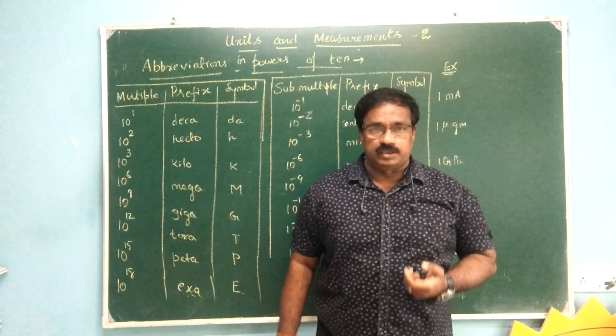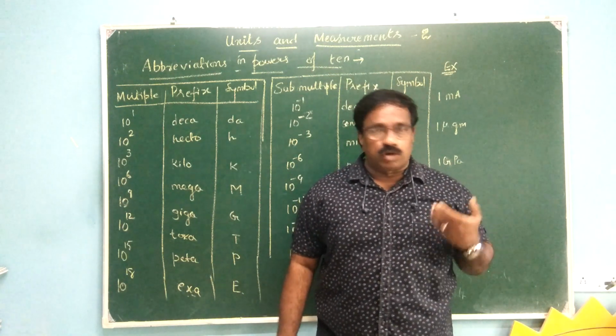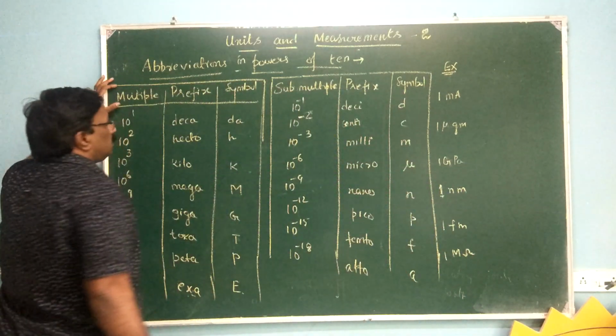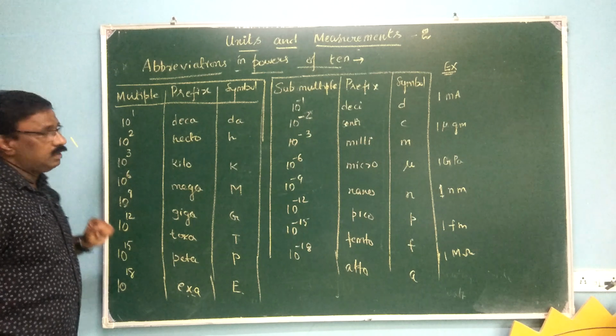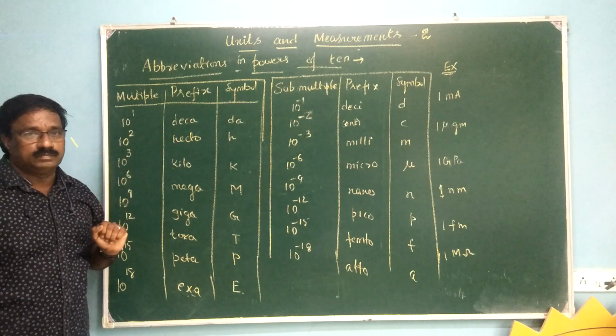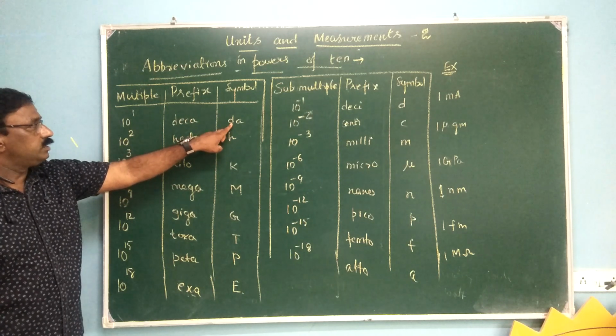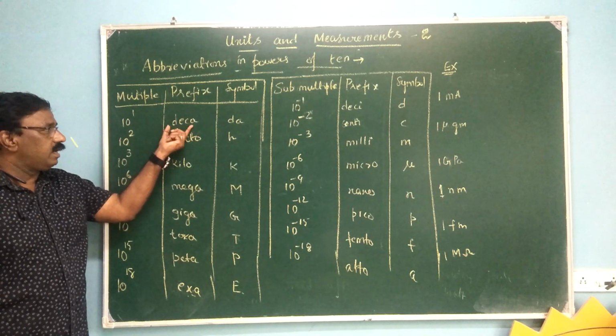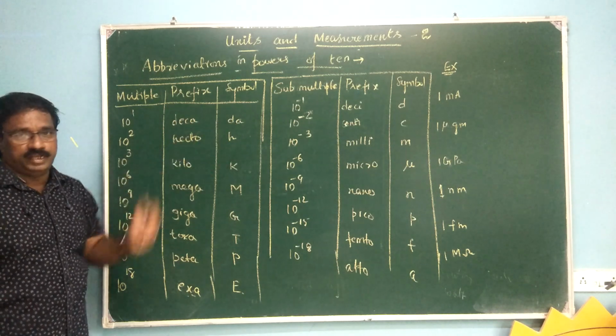Then how to express them? What are the multiples and what are submultiples? Let us see now. Coming to multiples, prefix and symbol. 10 power 1, we call it deca, DA. This is the symbol we use and this is the prefix we call. If you want to write in full, we write deca. If you want to write in the form of symbol, we write DA.